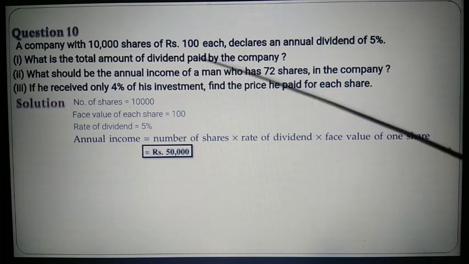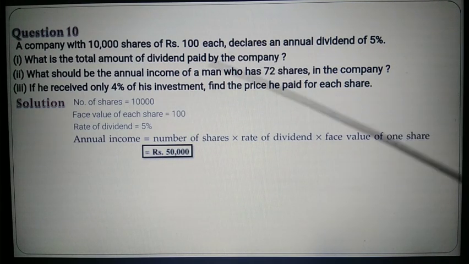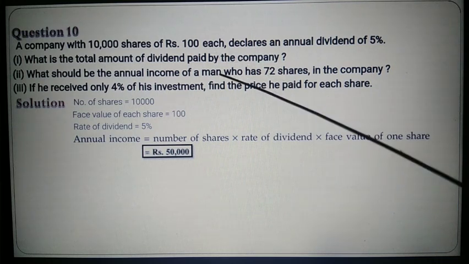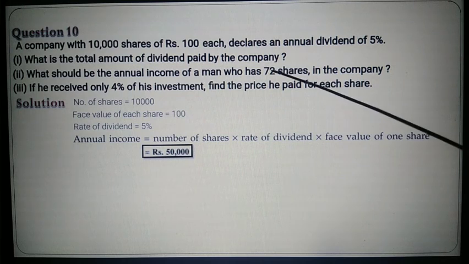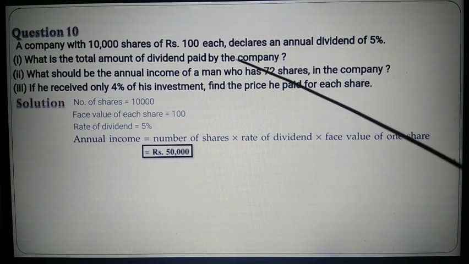Now this is my first answer. In the second question they have changed the number of shares. Instead of 1,000 you are going to put 72 and you will calculate that second part by yourself. So let us directly go to the third part.